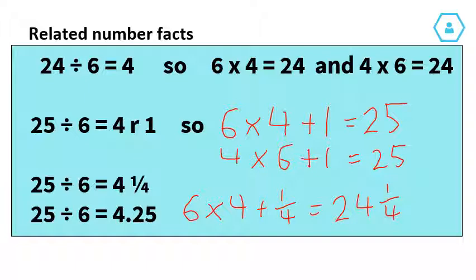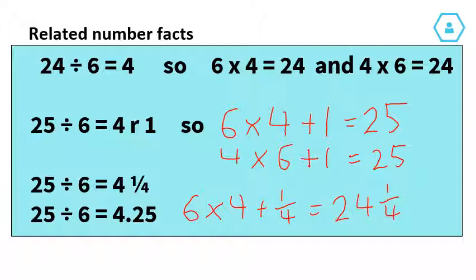Now here you know that it's quite simple. You probably don't even need to use the bus stop method here. We know that 24 divided by 6 is 4, and 25 is 1 more than 24, so our remainder is going to be 1. But we can also use it for larger numbers as well.